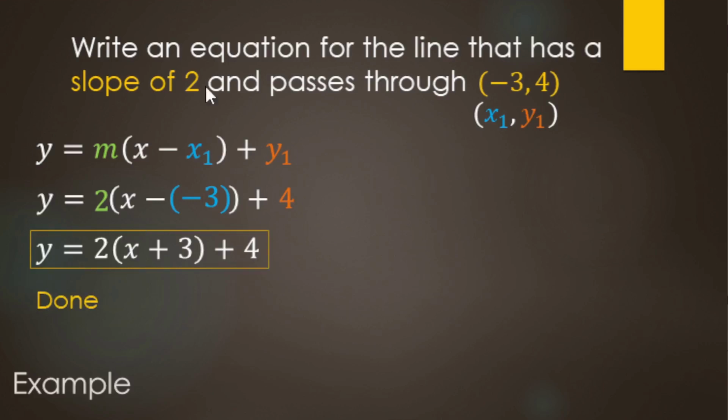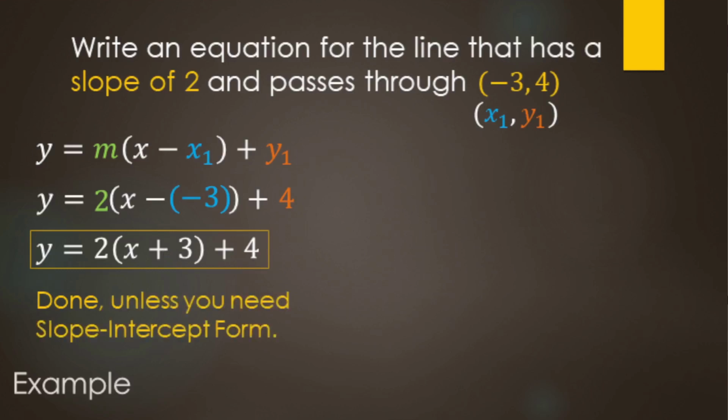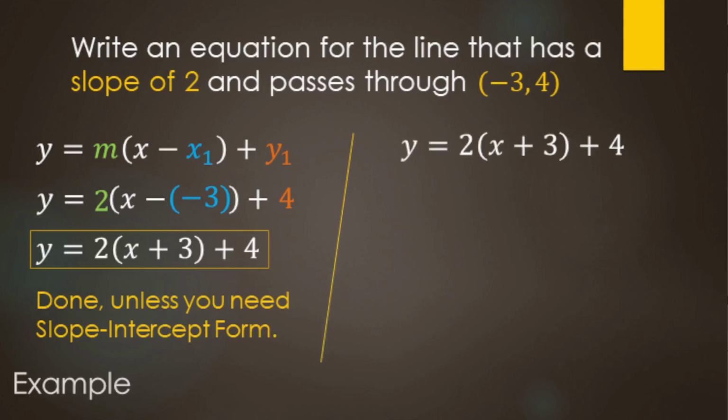If it asks for an equation, boom, you're done. However, if it asks for an equation in slope-intercept form, we still have more work to do, but it's not super duper tricky. So here we go. So here's our equation in point-slope form. In order to change it into slope-intercept form, we're just going to simplify.